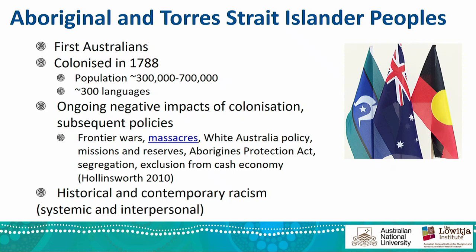So the population around colonisation was estimated at between 300,000 to 700,000. Some estimates are up to 1 million, and some 300 to 400 different languages were spoken at the time. Of course, there are lots of negative impacts of colonisation, but also the subsequent policies that were implemented, not just from that time as well.